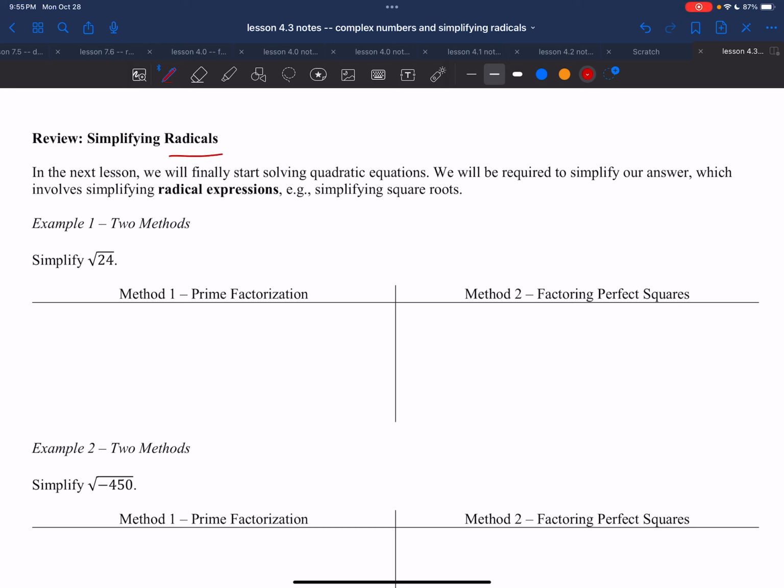Now, this word radical, we use the word radical in math. It means this root symbol. So it could be square root, could be cube root, could be fourth root, right? Radical refers to this sign. So simplifying a radical essentially means reducing the complexity of the number inside that root. So like here you have square root of 24, right?